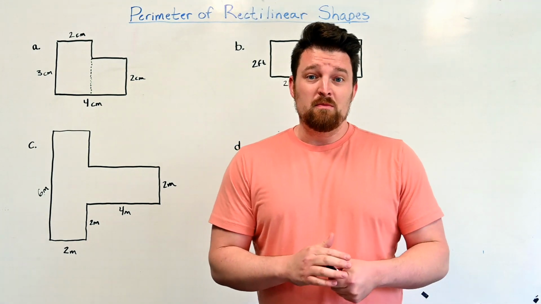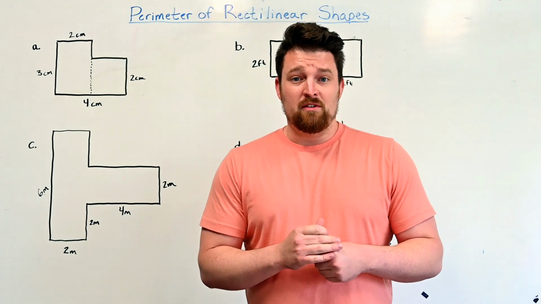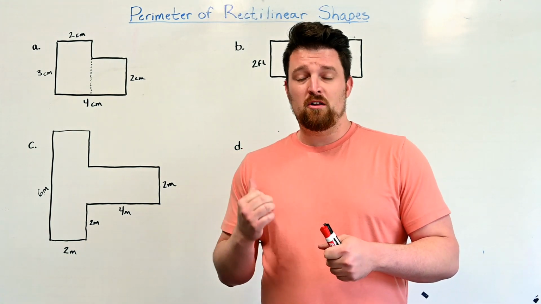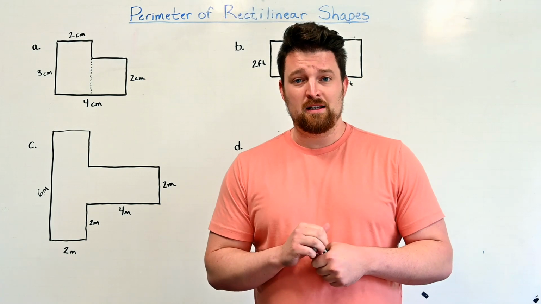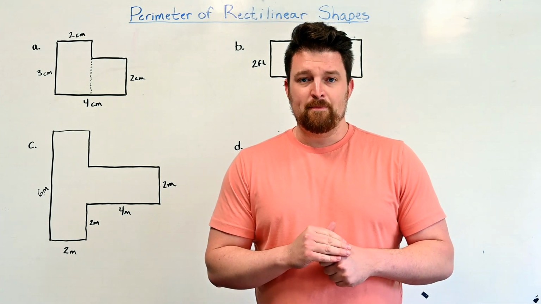So if you'll turn with me to your problem set for lesson 17 in module 7 of your Learn book, you can follow along with me as I work these 4 problems out on the board and show you guys how to find the perimeter of a rectilinear shape.